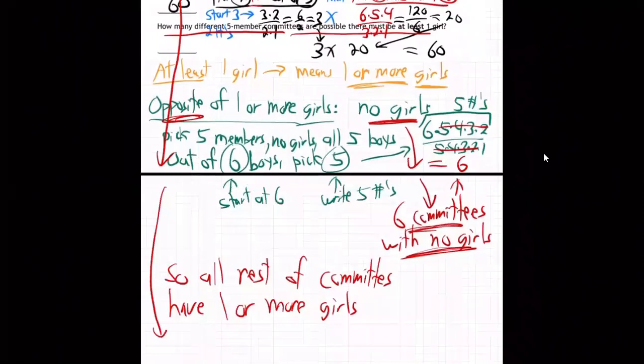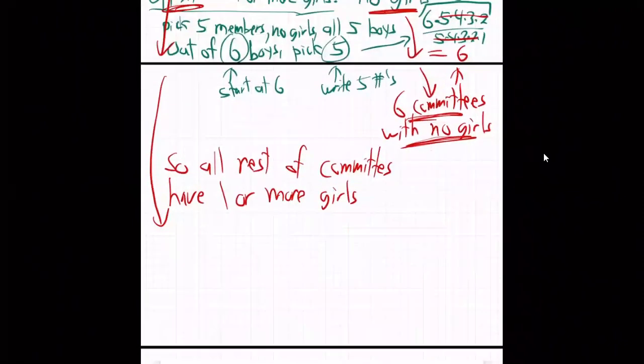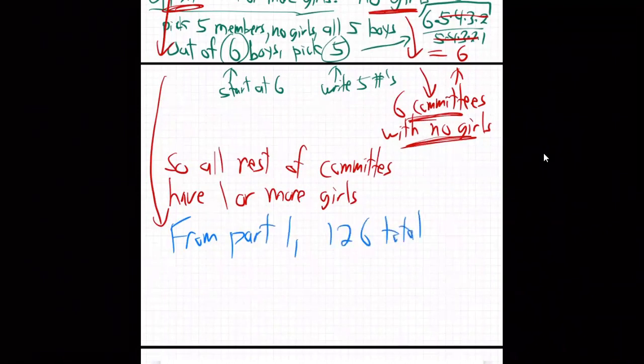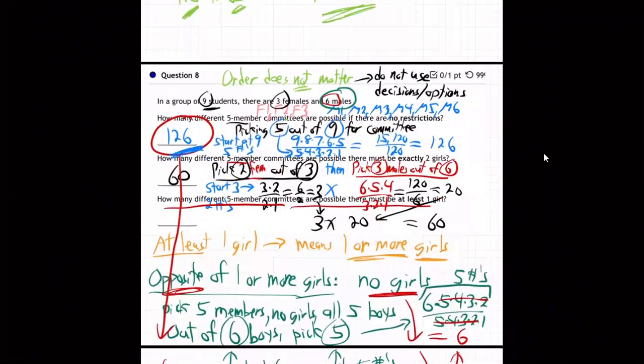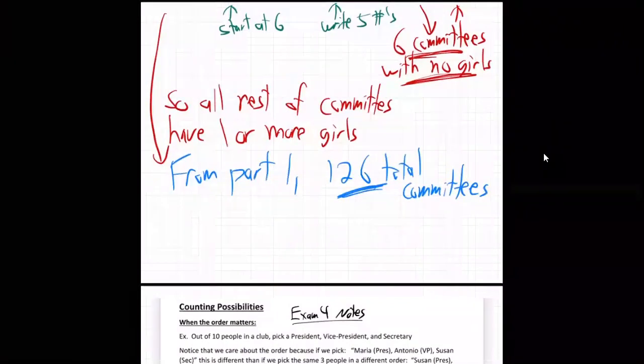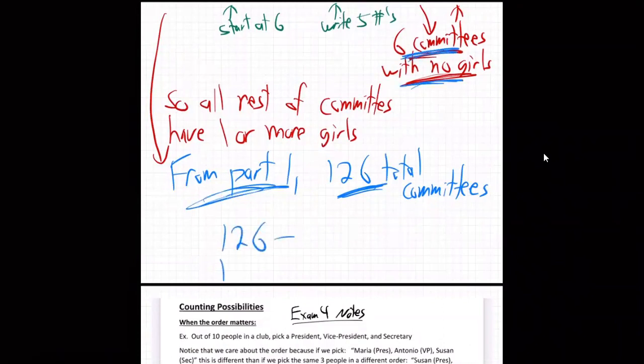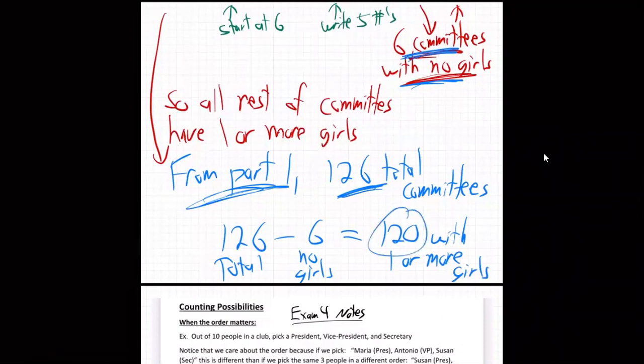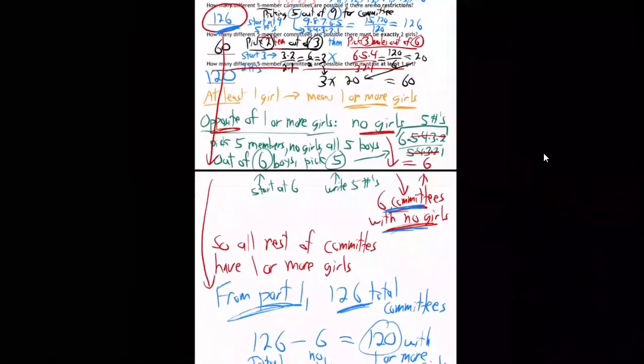So from part 1, there's 126 total committees. Are you with me? That's what we answered in part 1. How many total committees are possible? 126. So if there's 126 total committees, we got that answer from part 1, and 6 committees have no girls, then 126 total minus the 6 committees that have no girls, there must be 120, right? Subtract those, with 1 or more girls, at least 1 girl. There we go. That's not easy. We get it by subtraction.